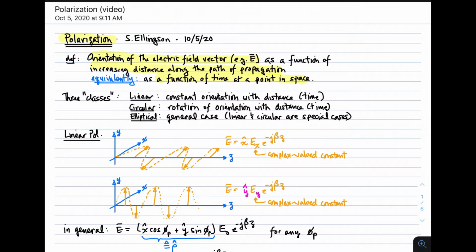There are generally three broad classes of polarization. First, linear. Linear refers to a constant orientation of the electric field vector with respect to distance or time. Circular refers to an electric field vector which is rotating with distance or time. Elliptical is a general case which includes the linear and circular special cases.